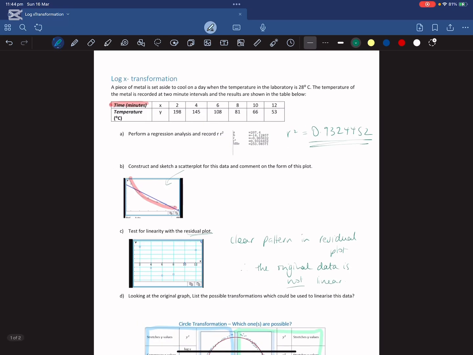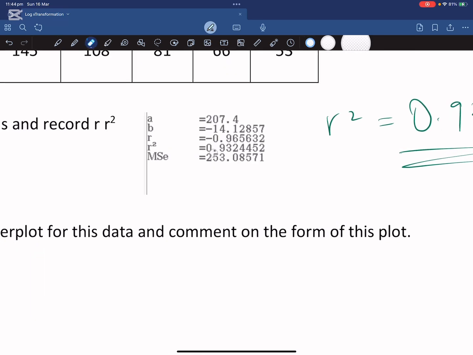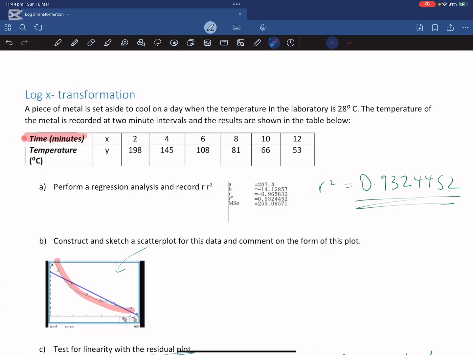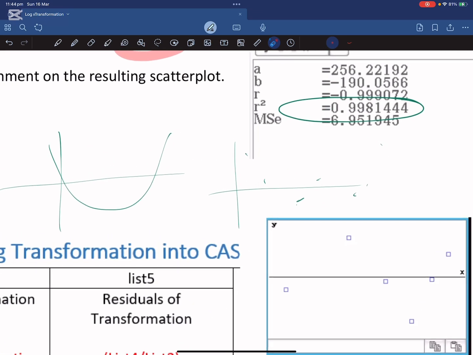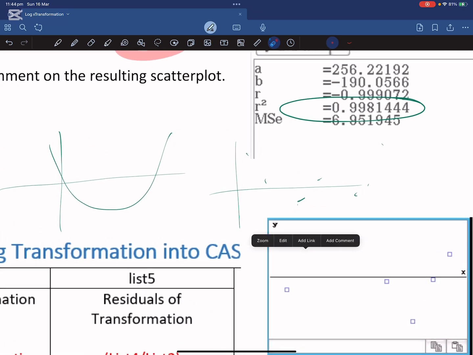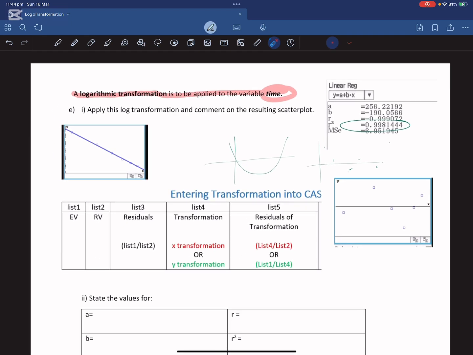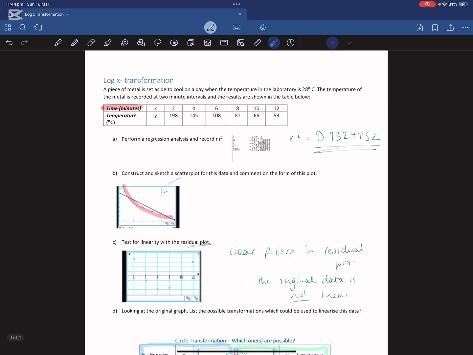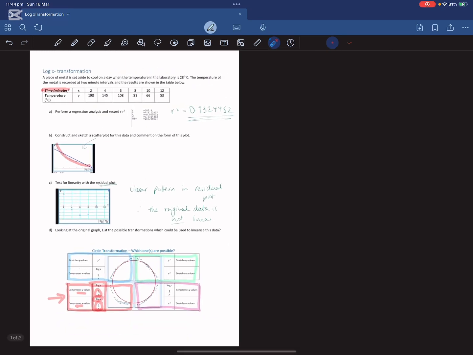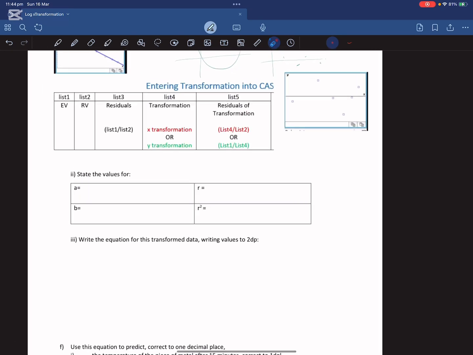All right. So I'm happy with that because my R squared has improved. The original one was 0.93, and I've gone from 0.93 to 0.998. All right, so that's 99.8% of the variation in our temperature can be explained by the variation in our log of time. So that's very, very good.